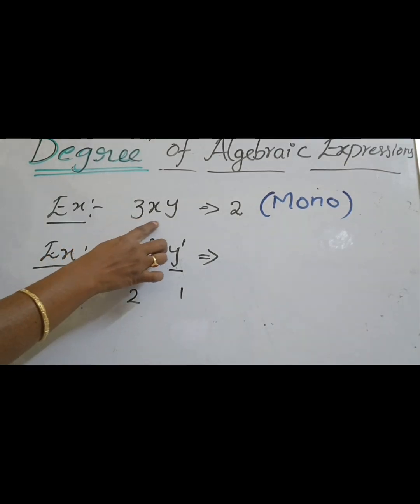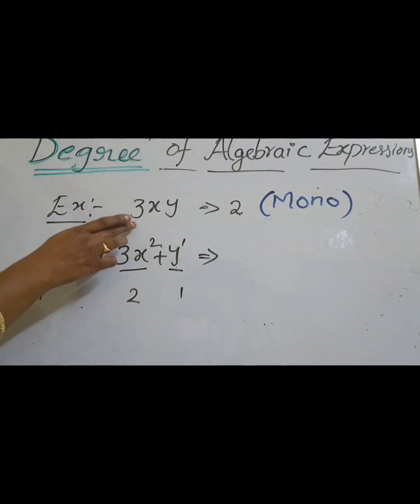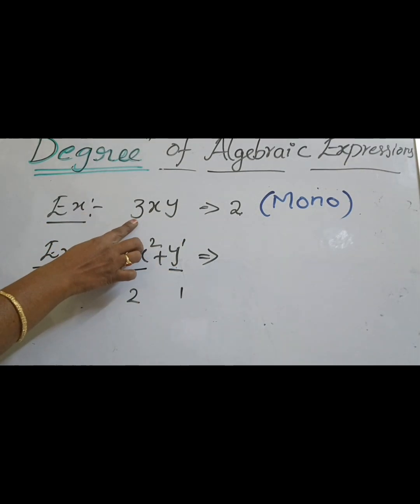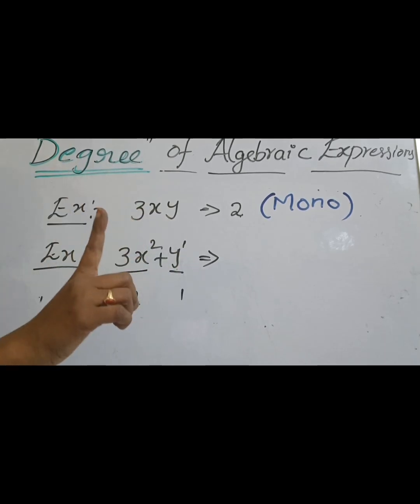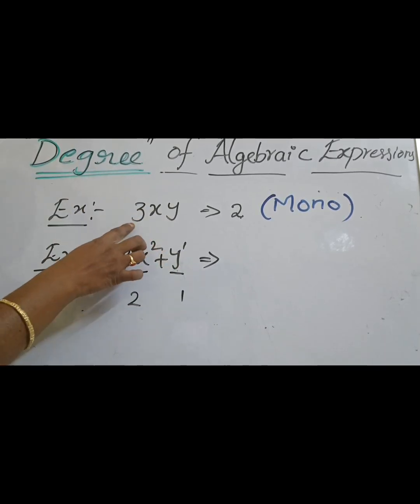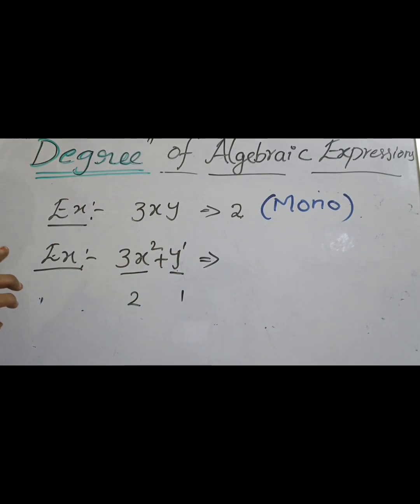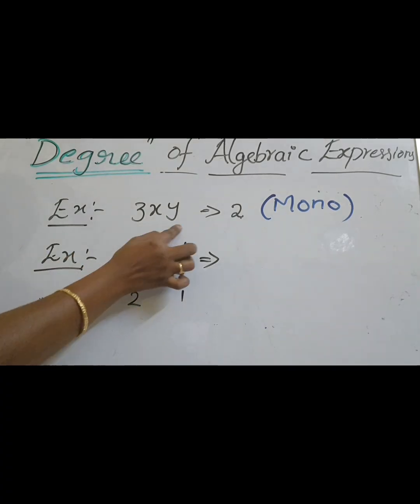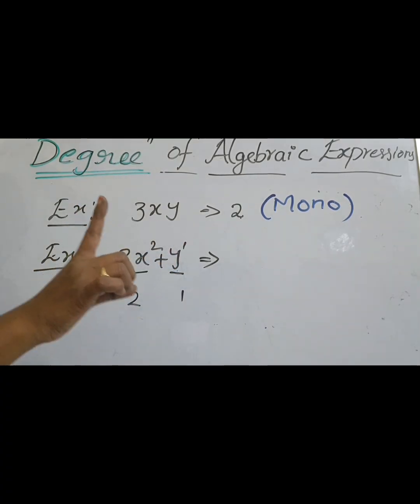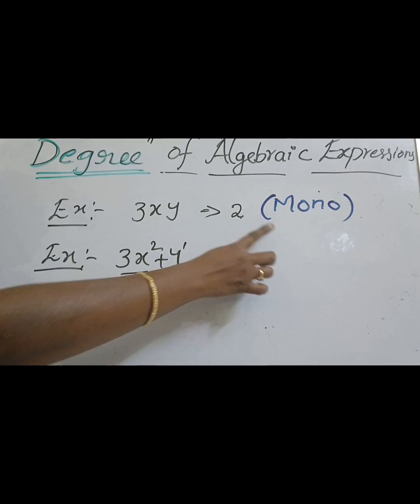Now here 3xy is there. It's an algebraic expression, right? That too a single term. This is completely one term, children. Don't think like this is different, this is different, this is different. These are all under multiplication, so 3xy is completely a single term. That's why it's a monomial expression.